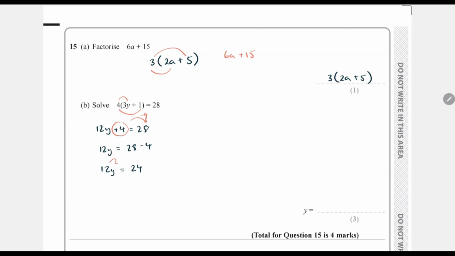And the last thing that we need to do is get rid of the 12. So that's multiplied by 12 on this side. So if we take it to the other side, it's divide by 12. And so that becomes 24 divided by 12 is equal to y. And therefore y is equal to 2.